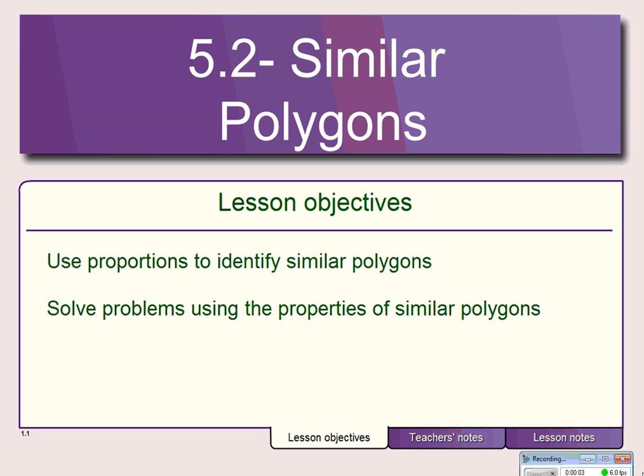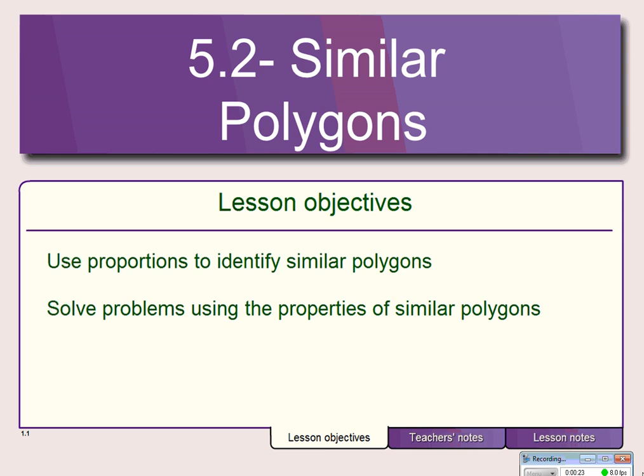All right, geometry folks, this is 5.2. We're talking about similar polygons. We talked a little bit about what it means to be a congruent polygon, and like I said before in previous videos, the term similar has a very, very distinct definition in geometry. So what does it mean to be similar?